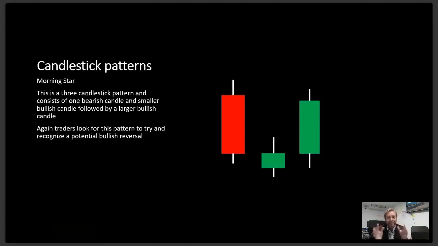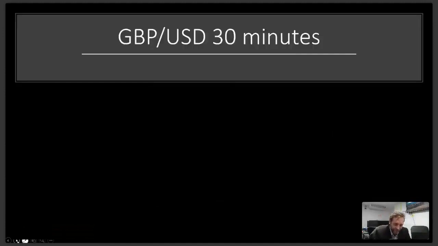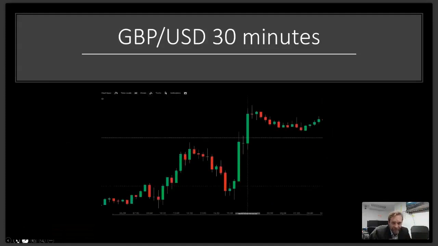So again, this pattern happens at the end of a downtrend. And let's have a look here. This is again the British pound, US dollar on 30 minutes. Can you see this pattern? Straight away. Downtrend, downtrend, downtrend. Morning star followed by a bullish candle. Let's have a look. Market's on a downtrend. Pattern forms, and the market then reverses.